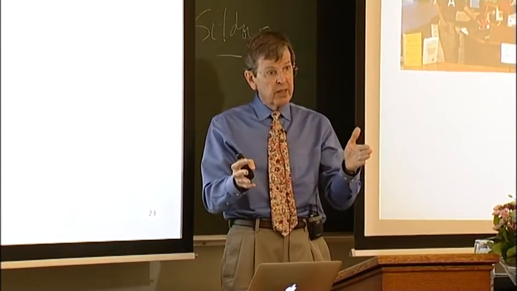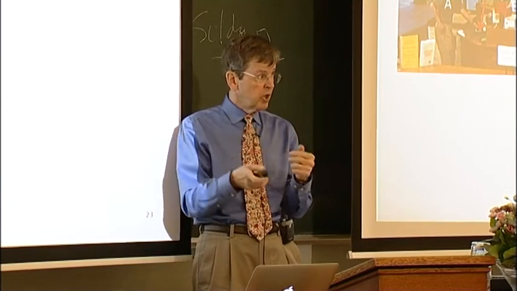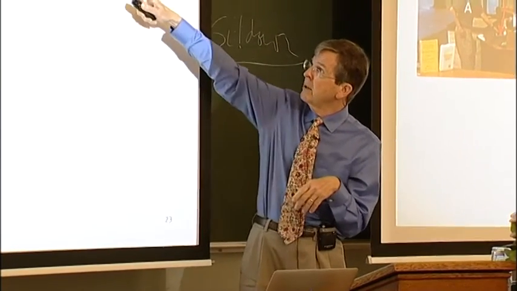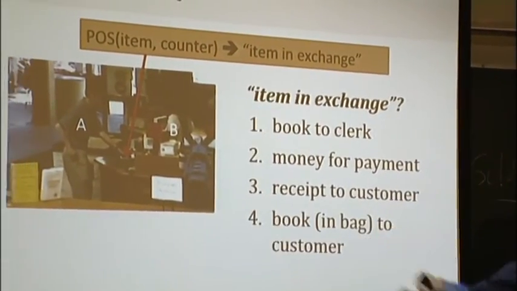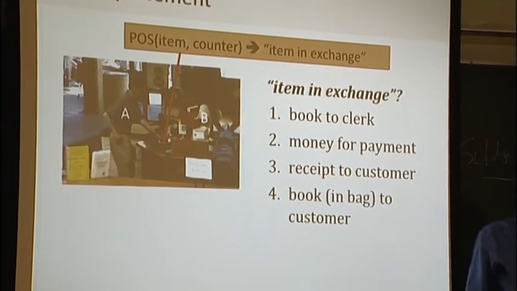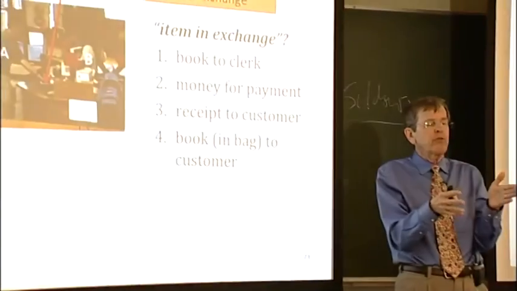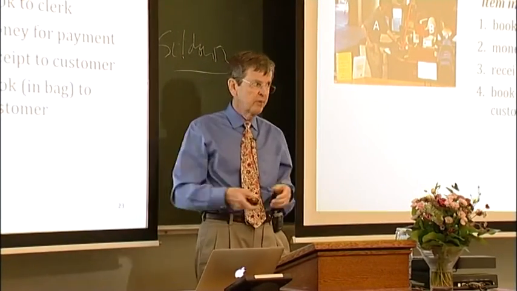That is, the counter is a place where all of the stuff that goes into the commercial exchange that you're engaged in gets put. And so I'm putting here, item exchange: a book for the clerk, money for payment, receipt to customer, book in the bag. She puts it in the bag and then she puts it there and then I take it away. So depending on where you are in that joint activity, that same place gets a different interpretation. The interpretation depends on where you are in that larger joint activity.